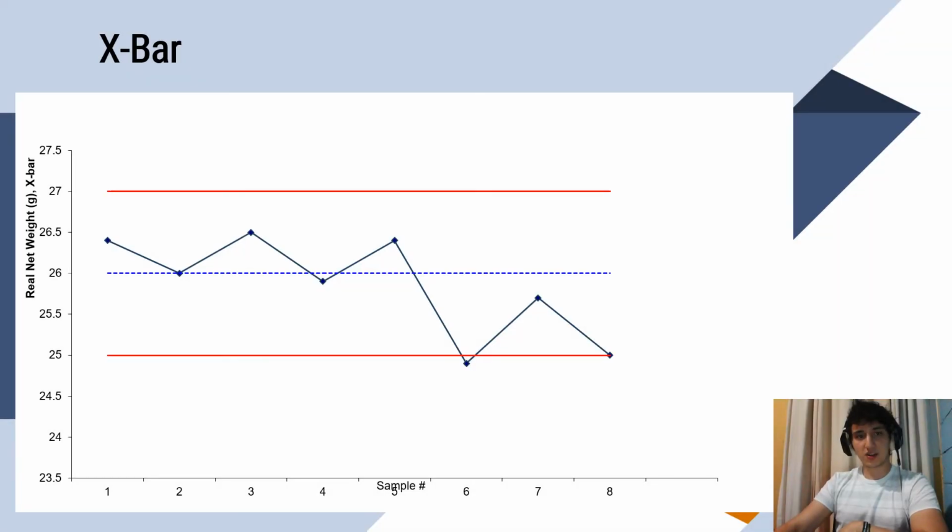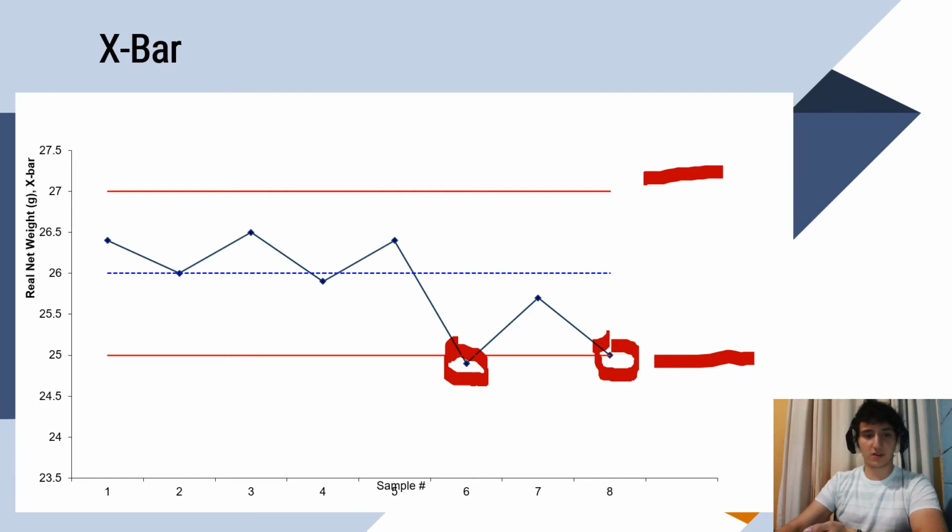We get the X-bar chart, which was the most indicated for this type of distribution. Right here you can see the control limits, and the only points going below the control limits were this one and this one that was right on the 25 mark. So what this means is that the process is under control, and that we are getting almost the exact quantity in each bag, and this is really good.